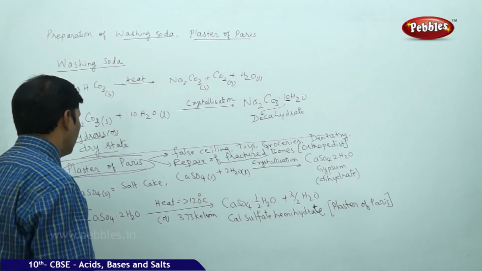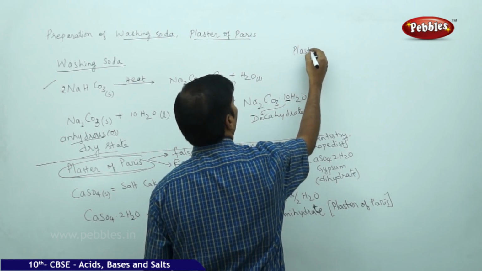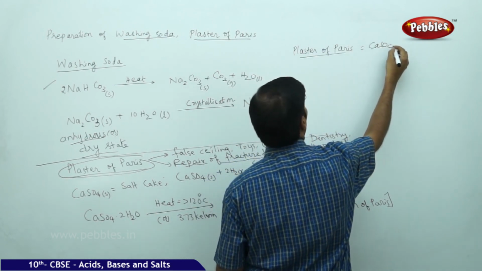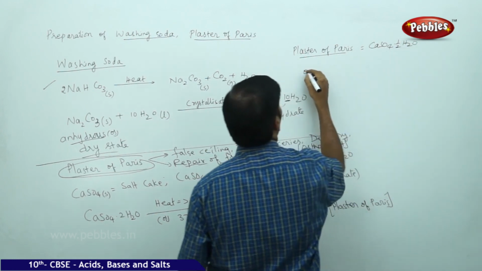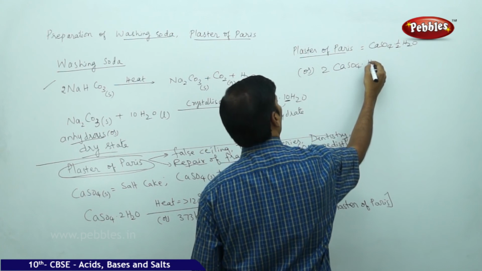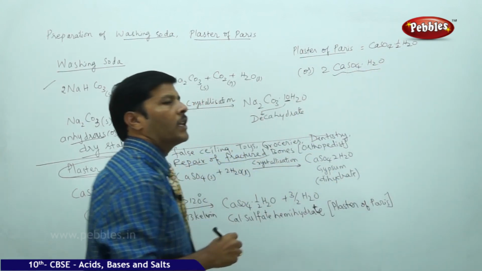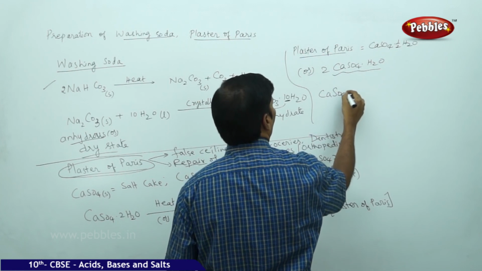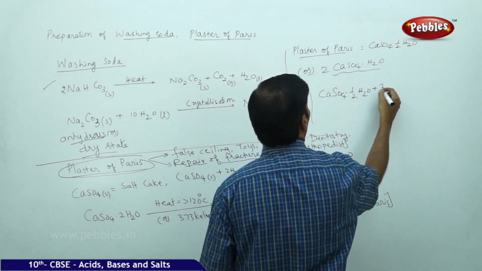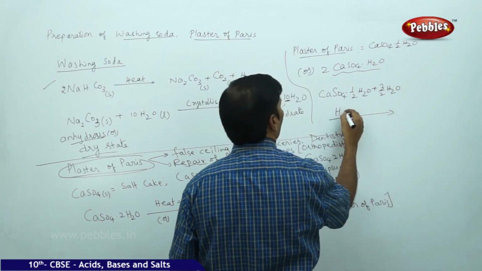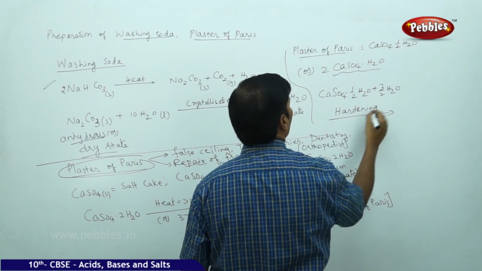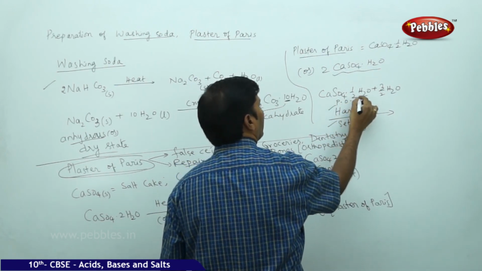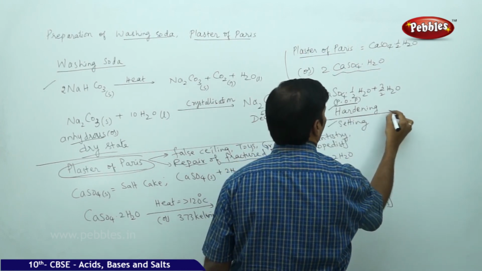So if you take plaster of Paris formula, CaSO4 half H2O we are taking, we can also write it as 2 CaSO4 H2O. Also we can write the formula of plaster of Paris. This plaster of Paris, CaSO4 half H2O, if you add again 3/2 moles of water, this process we call it as hardening, and also we call this as setting. POP, plaster of Paris, involves 2 stages, hardening and setting.